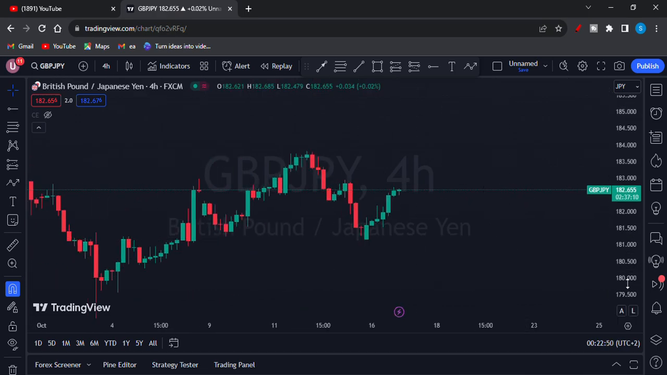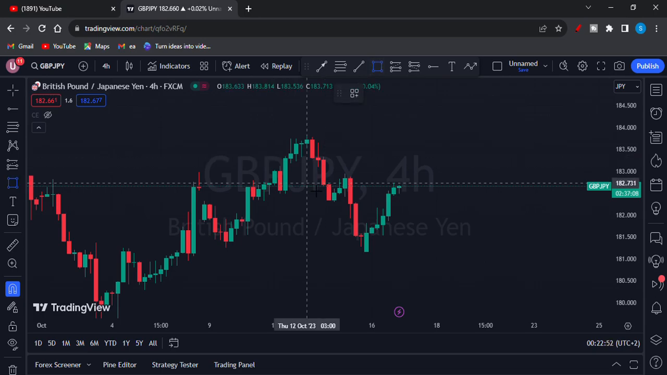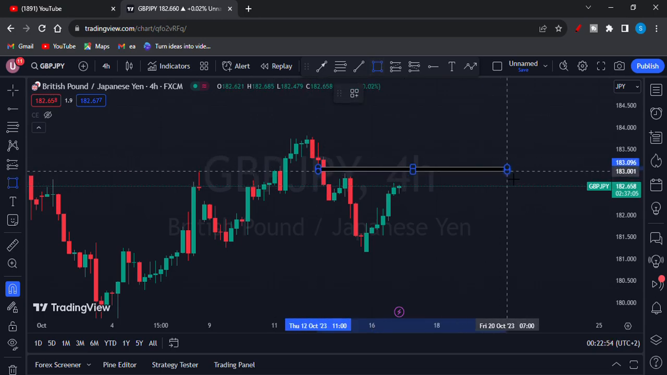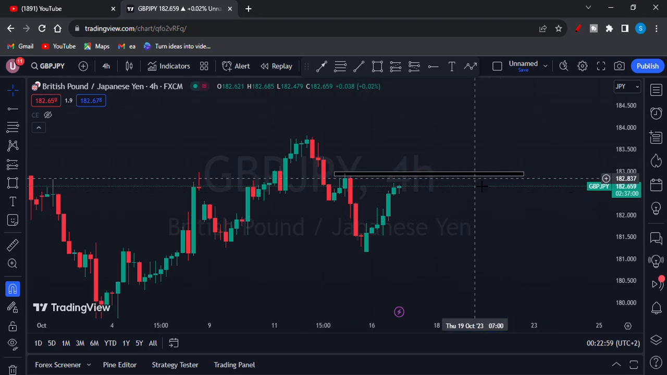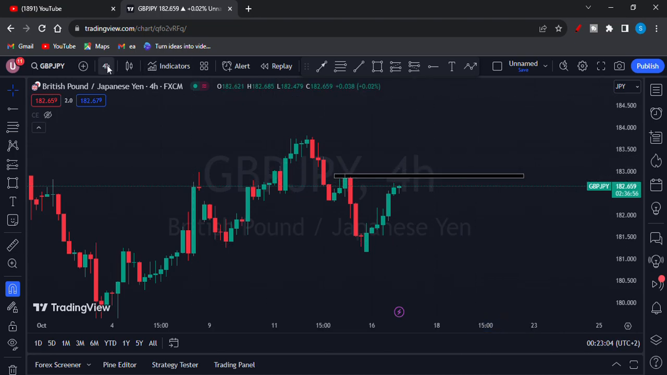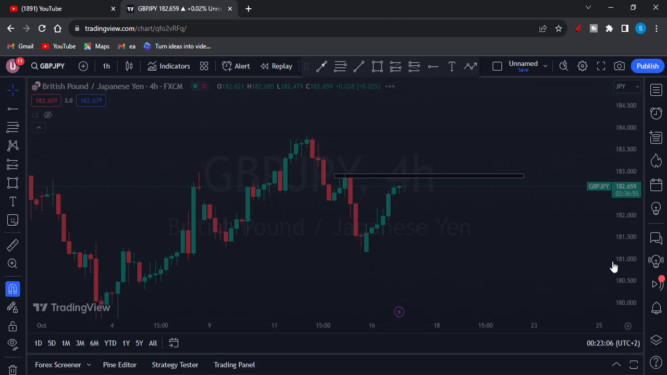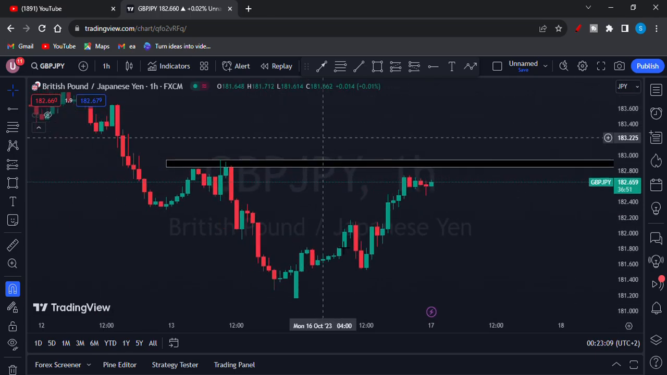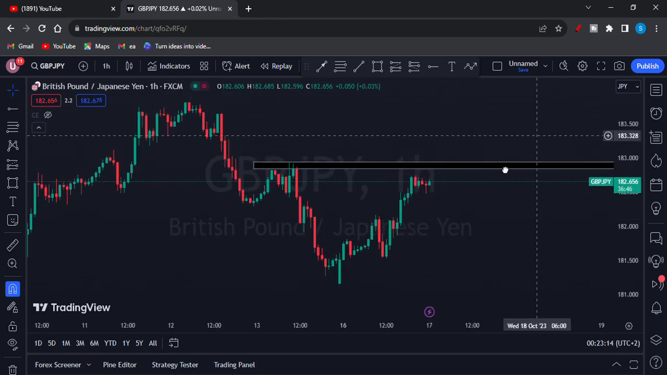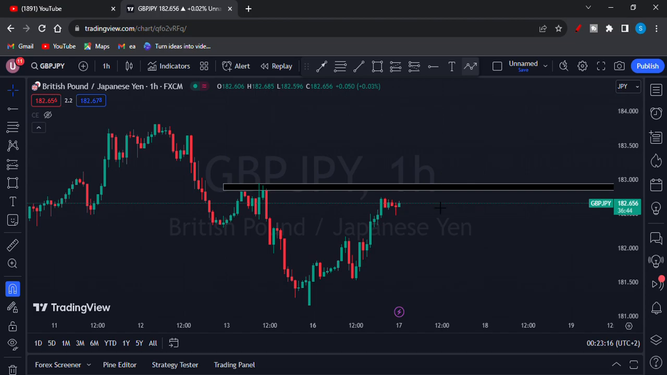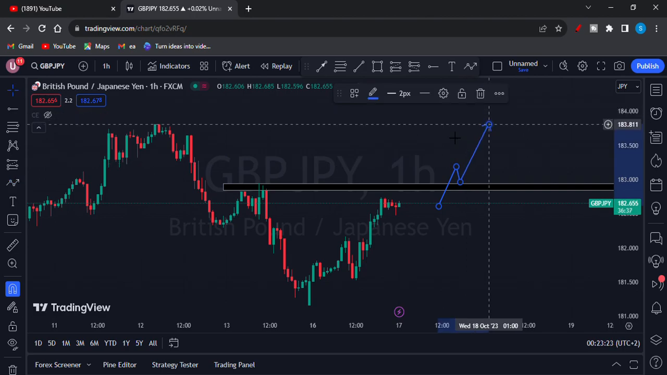Okay, so on a 4-hour, what I'm seeing is this zone right there. Let me just tuck this somewhere up to there. Okay, let's go to hourly. So what I'm going to look out for is a potential break and retest. Then my potential TP is going to be right there.